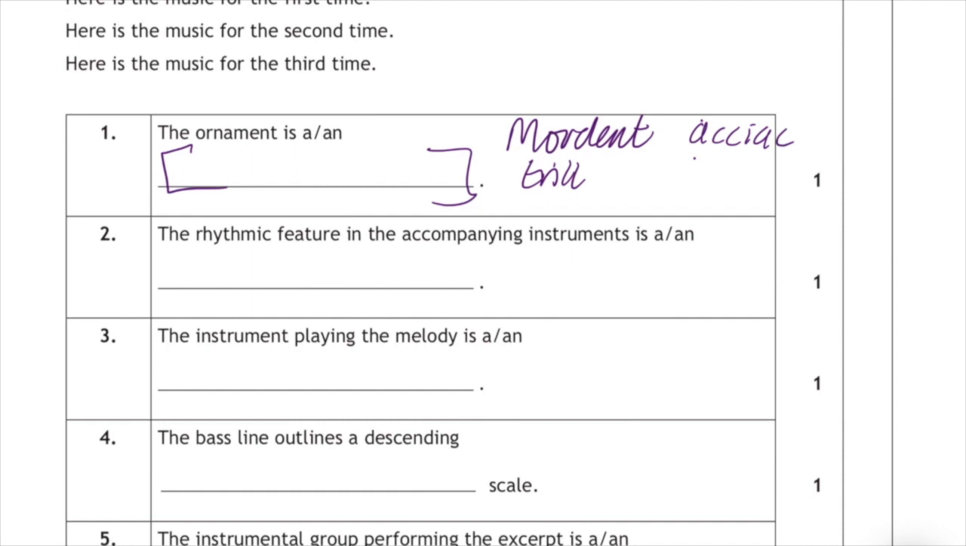The rhythmic feature. Referring back to your grid where you have all of your concepts organised, this would be things like triplet, 3 against 2, syncopation, augmentation, diminution. The instrument playing the melody is, that could be any instrument at all. The bass line outlines a descending something scale.